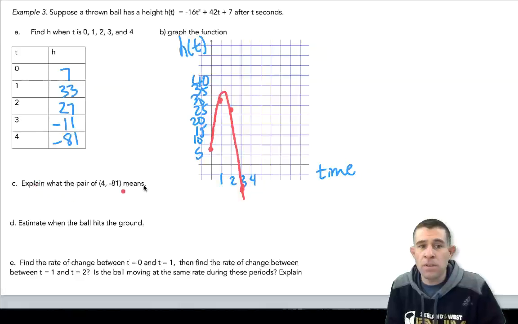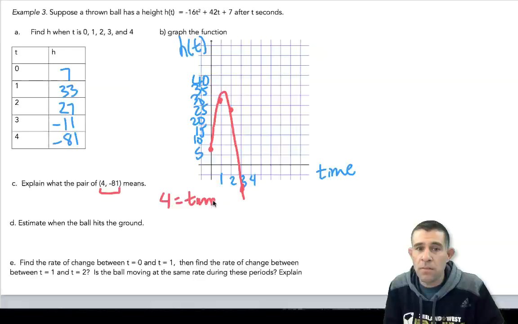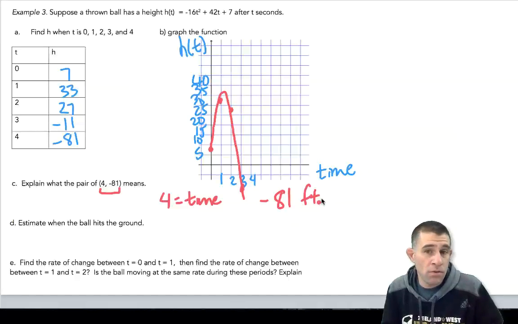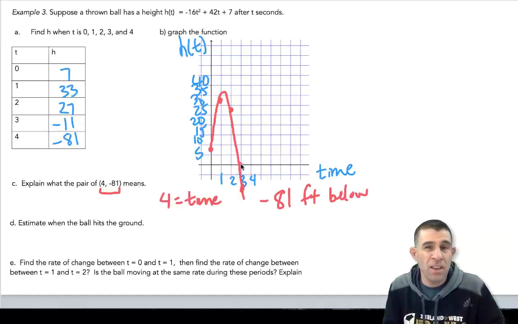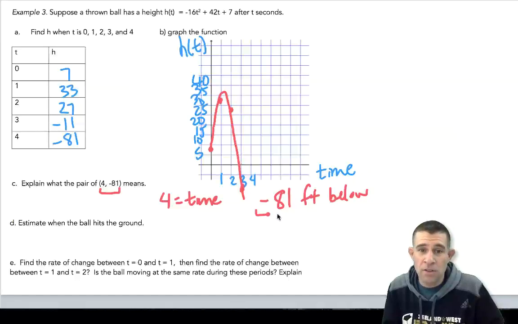Now part C says, explain what the pair 4, negative 81 means. Well, 4 is going to be our time in seconds. So at 4 seconds, we're actually at negative 81 feet, or 81 feet below the ground level. So it's actually hit the ground already. You can't actually travel negative 81 feet below ground level because that ball would bounce.